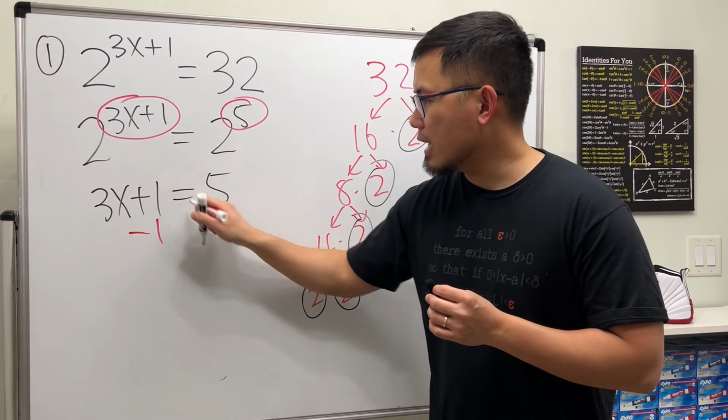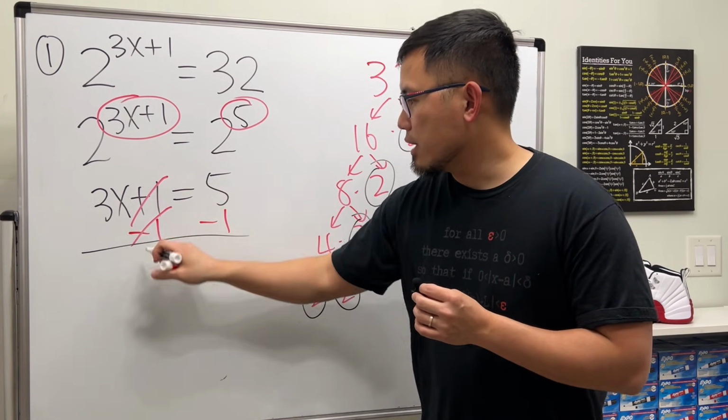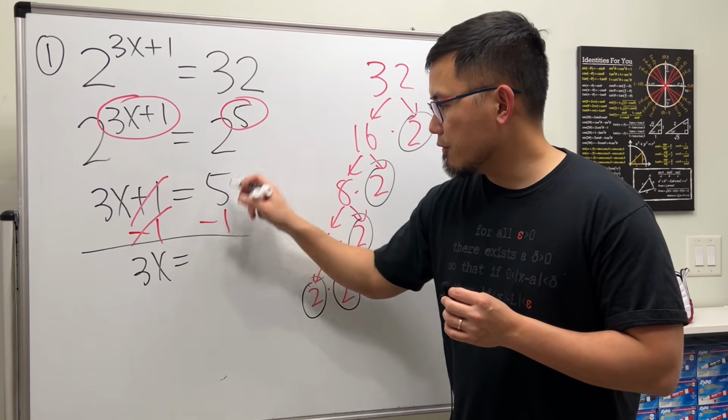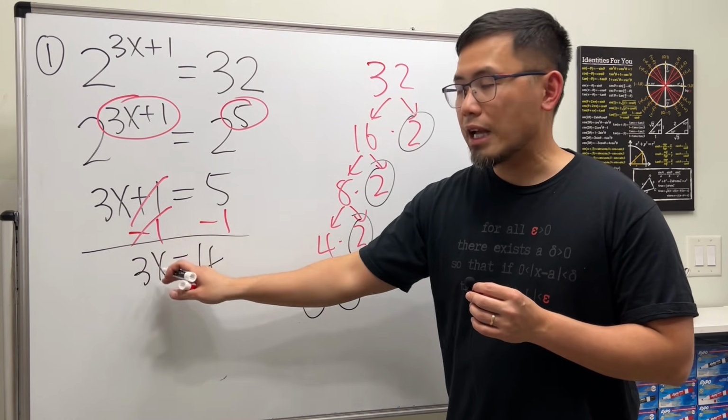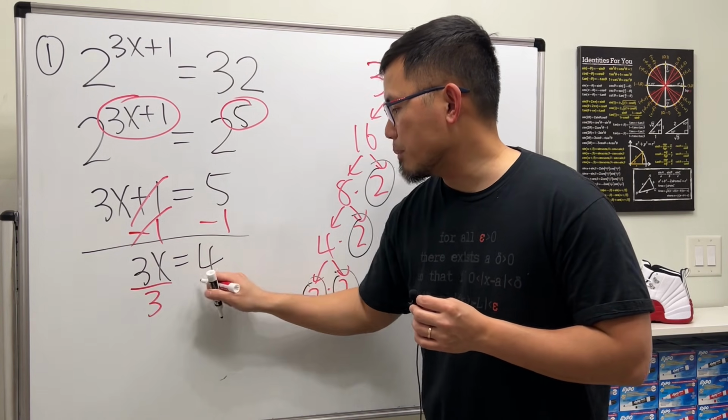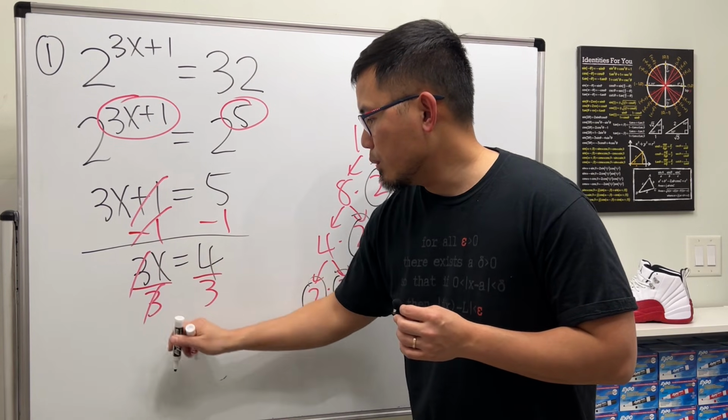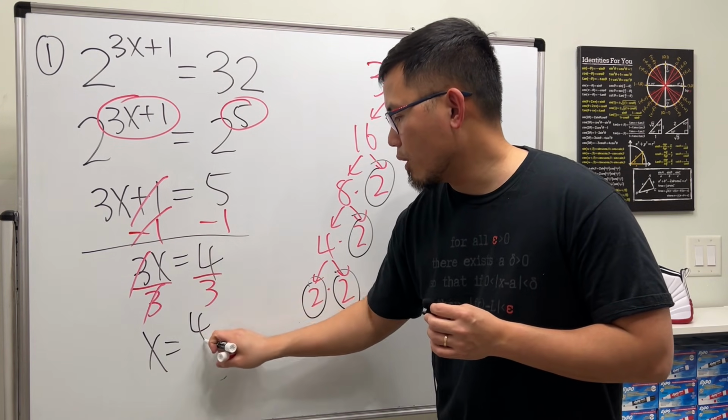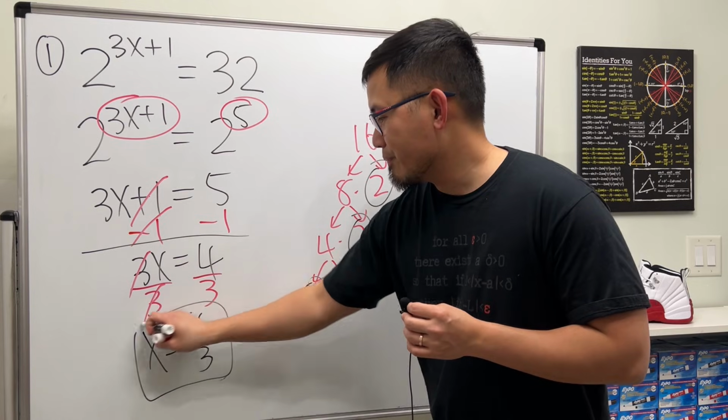Subtract 1 on both sides. We get 3x equals 4. This is 3 times x, right? So let's go ahead and divide both sides by 3. And then we get x equals 4 over 3.